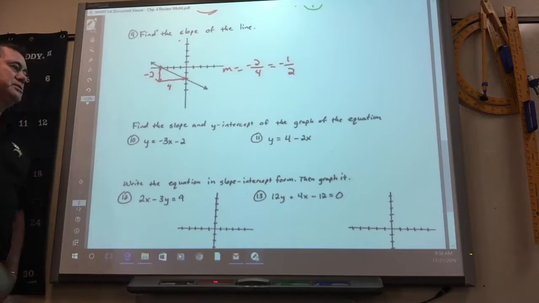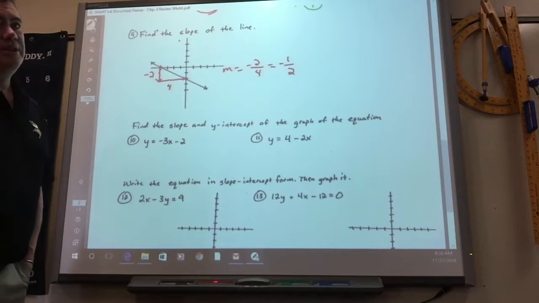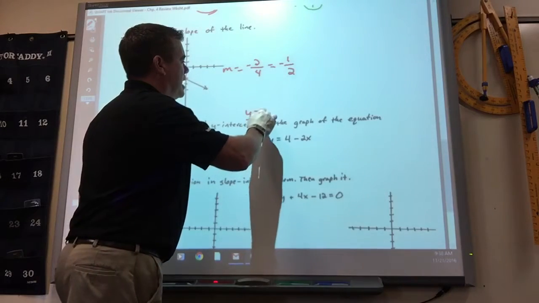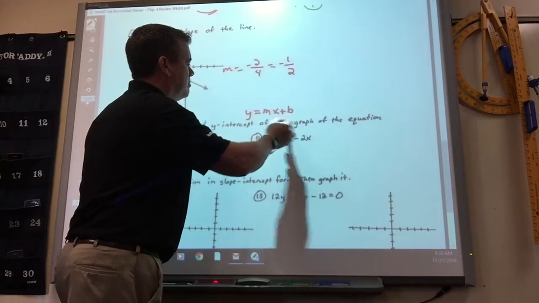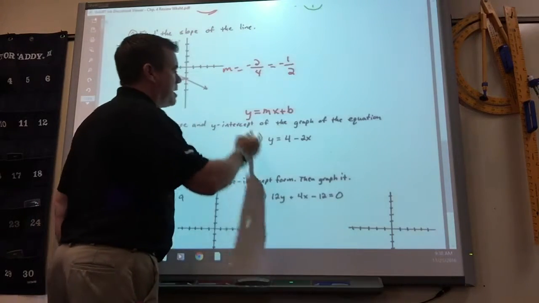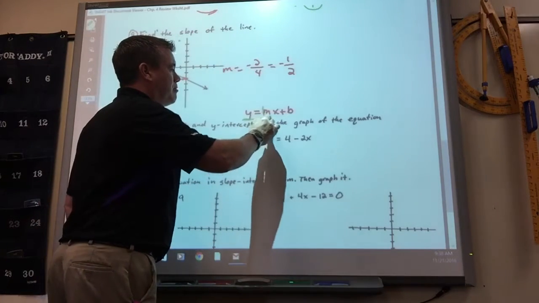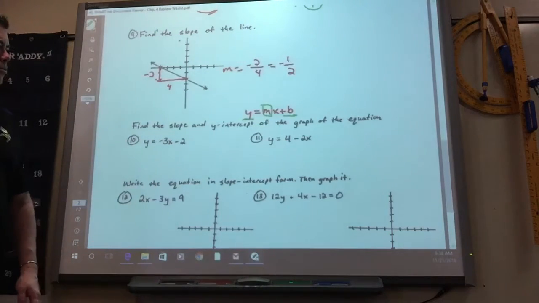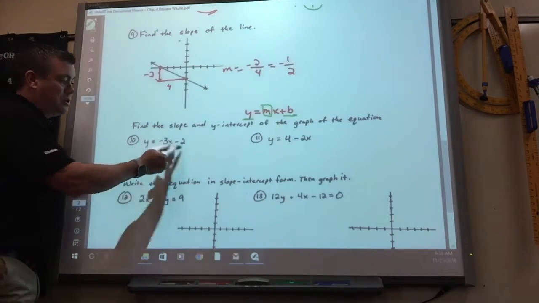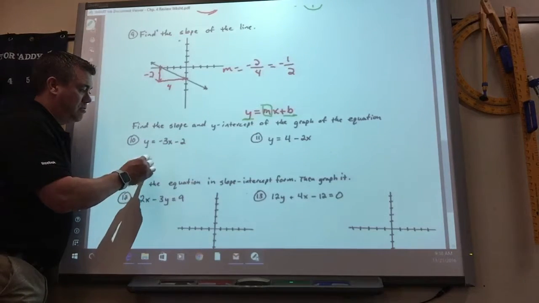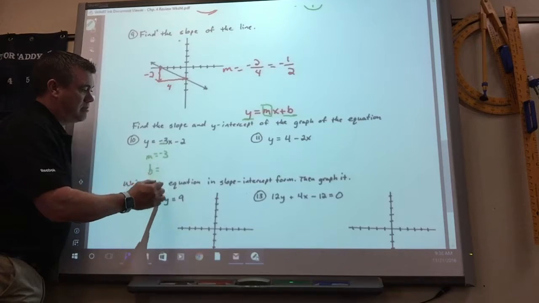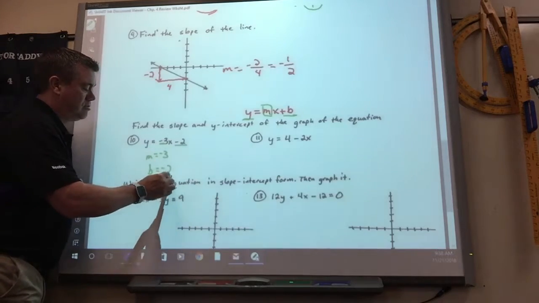Okay, finding the slope and y-intercept of these graphs. Remember, if it's in y equals mx plus b form, as long as the y is by itself, the number in front of the x is the slope, the number added or subtracted is the y-intercept. So in this one, it's written for you. What's the slope? Negative 3. And the y-intercept? Negative 2.